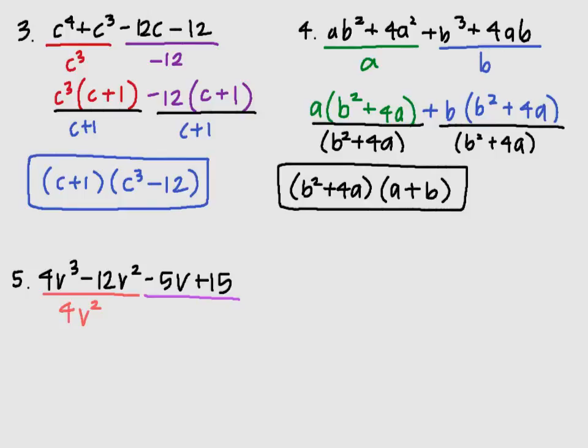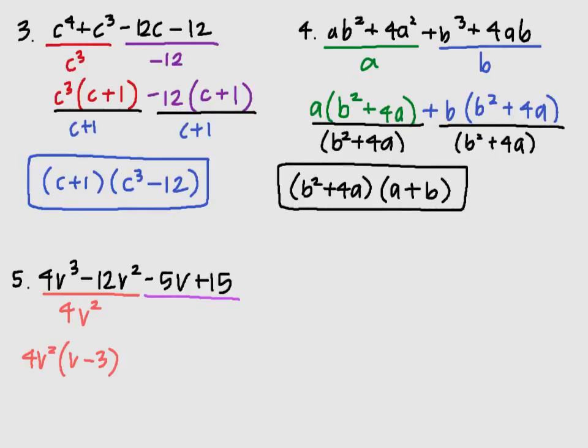So if I factor out a 4v squared, or divide both terms by 4v squared, I have 4v cubed divided by 4v squared is v. Negative 12v squared divided by 4v is negative 3. In the second group that I have, the first term has a v and the second does not, so I can't factor out a v.